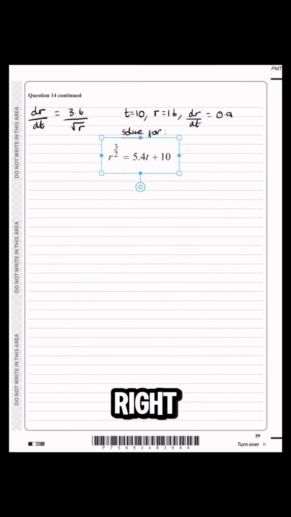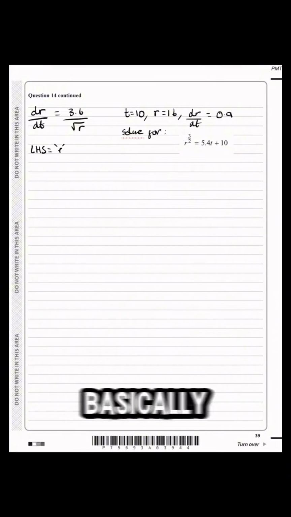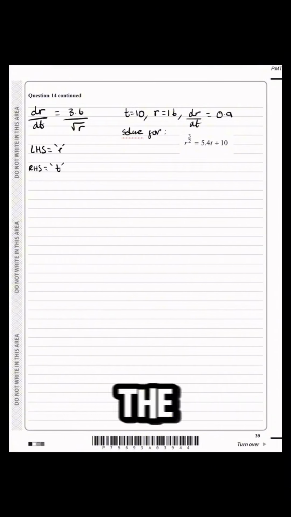So we're solving for basically r. So we have dr by dt equals 3.6 over root r. So what do we do, right? Well, we need to get the r's on one side and the t's on the other, basically in essence. And we're trying to make r to the power of 3 over 2 equals 5.4t plus 10.